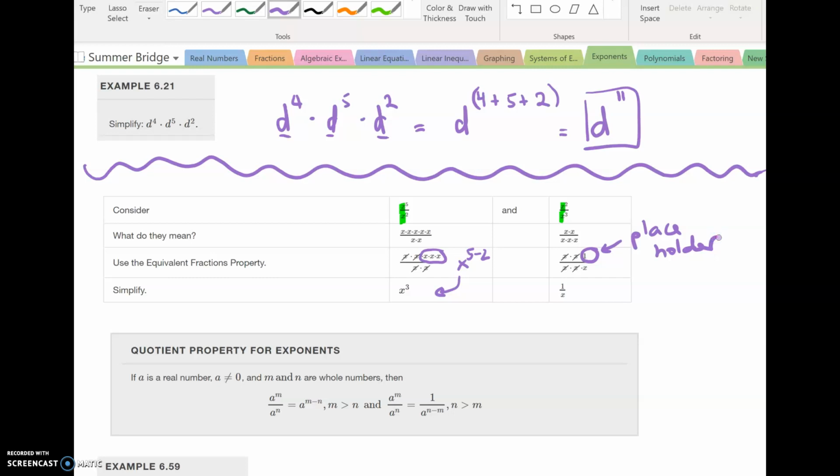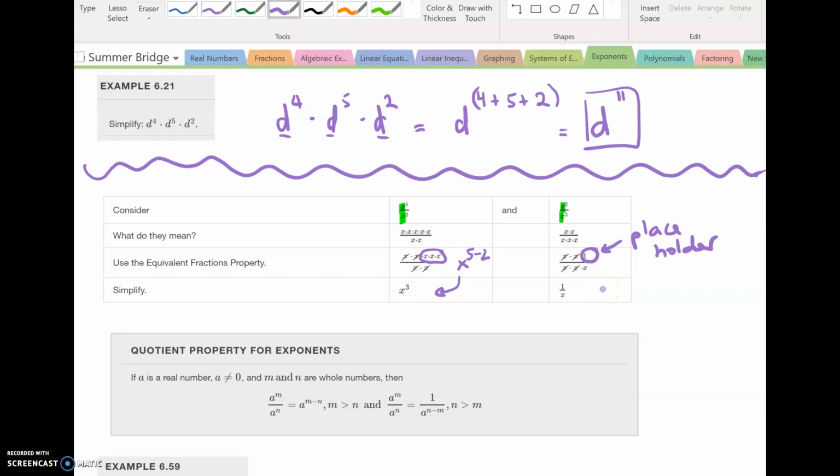It holds the place for there to be some kind of a numerator, okay? Because 1 is not going to affect it. It's just saying that it is smaller than 1. It's a fraction, makes it a fraction, okay? So that's why we end up with 1 over x.